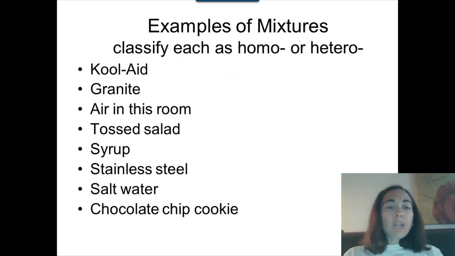Now, on your guided notes, this question is already written down on the right side of the page. So if you'll just pause the video here, I want you to try and classify each one of these as homogeneous or heterogeneous mixtures, and we'll discuss them in class next time.